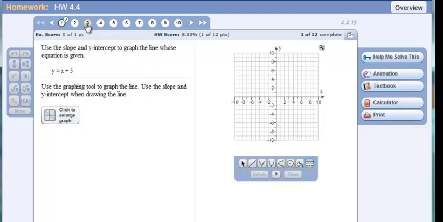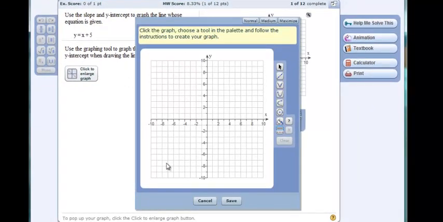Let's look at number 3. Number 3, we have to use the slope and the intercept to graph the line. And you've already kind of done this. So we're given y equals x plus 5. So I'm going to enlarge my graph. And we know a point because we have the y-intercept. Our y-intercept in this case would be 0, 5. So that's going to be our first point. Going to go 0, 5 and plot that.